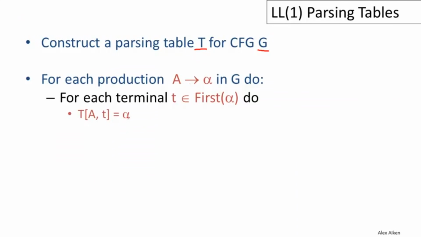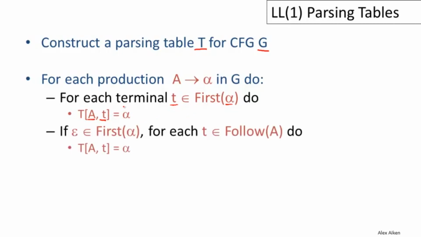All right, so the first case is if we are trying to figure out whether we can use A goes to alpha and T happens to be in the first of alpha. So if we know that some terminal T is in the first of the right-hand side, then if we were in a situation where A was the leftmost non-terminal and T was the next token of input, then expanding by A goes to alpha would be a good move because the alpha could potentially, through more productions, match the T. And so we'll add to the parsing table at the A, T entry the right-hand side alpha.